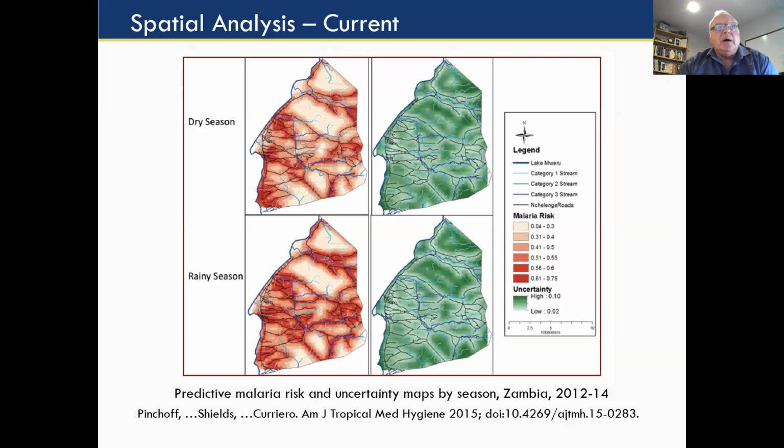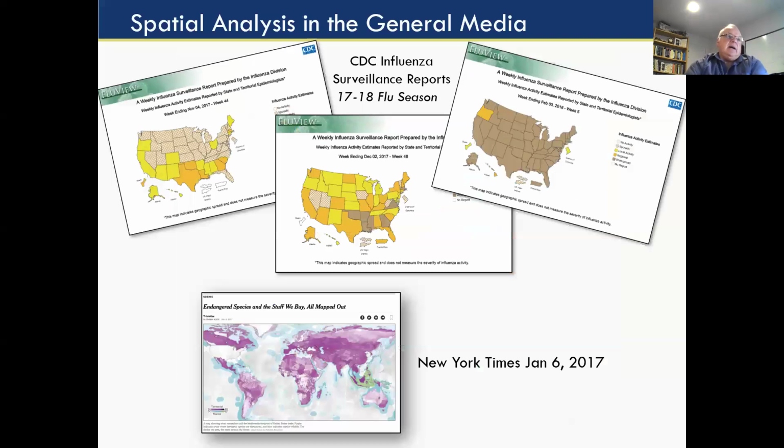This is showing you predictive malaria risk maps of predicting malaria in Zambia, Southern Africa. And we have maps for the dry season and the rainy season. Each map not only has a risk map, but also has the shaded green map, which is a map of prediction uncertainty. Since we're using statistical tools, not only can we estimate prevalence or risk, but we can also assess uncertainty or confidence intervals in that risk. So that was just an example of some of the projects that Tim and I work on.